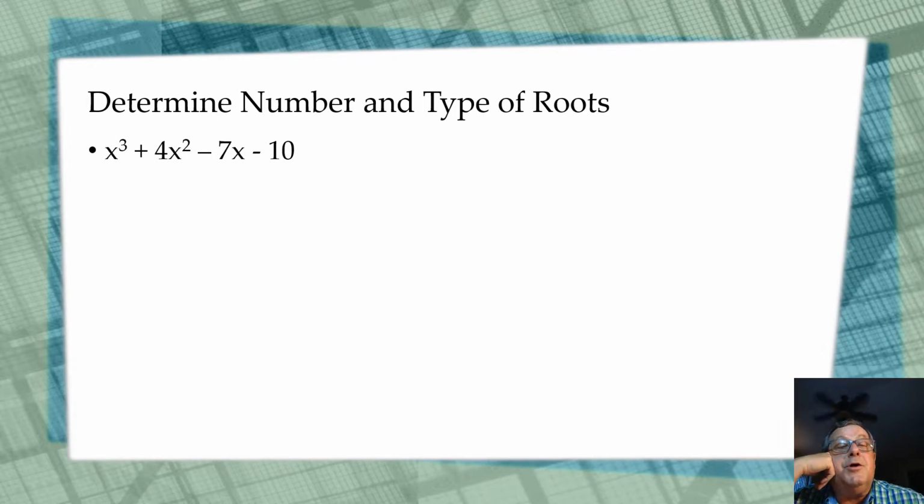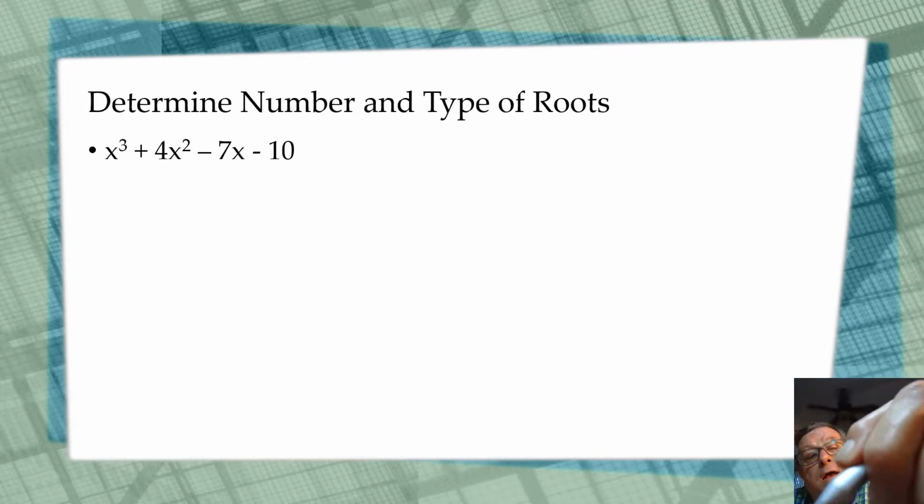All right, x cubed plus 4x squared minus 7x minus 10. Thinking about grouping that, but I don't think that's going to work. Well, let's see. What are the possible numbers of real zeros that we could have? Remember, it's plus or minus all the factors of the constant over all the factors of the lead coefficient. My lead coefficient is 1, so that doesn't complicate things.